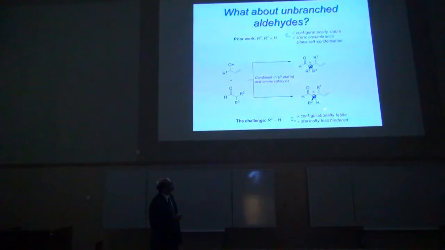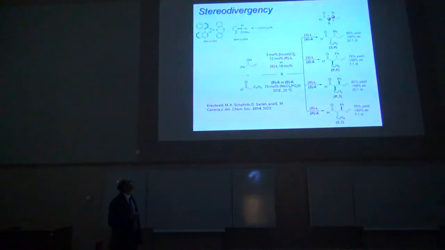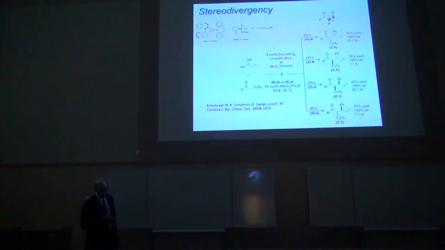The more difficult sort of products to make are the ones that would have a methine center alpha, because they would be configurationally labile. And because they're configurationally labile as well as sterically less hindered, they are more prone to self-condensation. That was actually a more difficult problem, not the generation of products with quaternary centers. We've recently reported this in the Journal of the American Chemical Society.